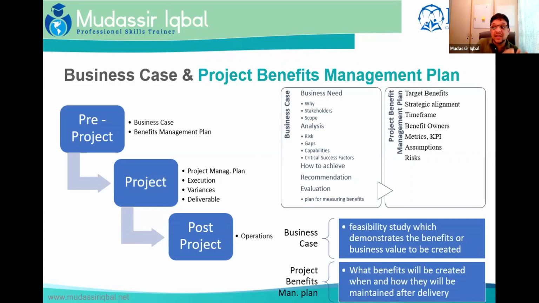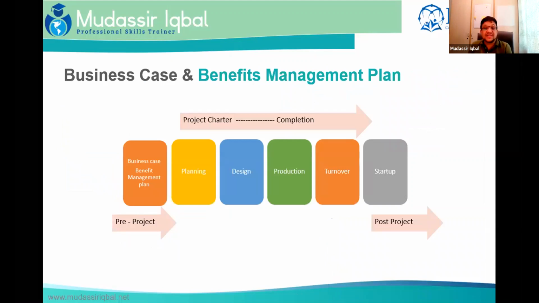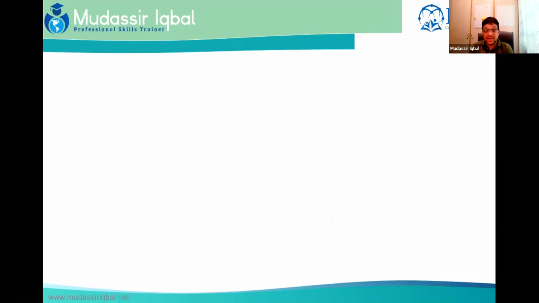It's a pre-project. You have the business case and benefit management plan. Then from the business case and benefit management plan, you extract the right information, you create a project management plan, you execute, and then there is a post-project, which is operations. It is expected that the reason you have created the project, the reason for the business case, you have it as a post-project timeline. So you could see the business case is pre, then you have the project charter till completion, and then you have a startup, which is the post-project part of the diagram.